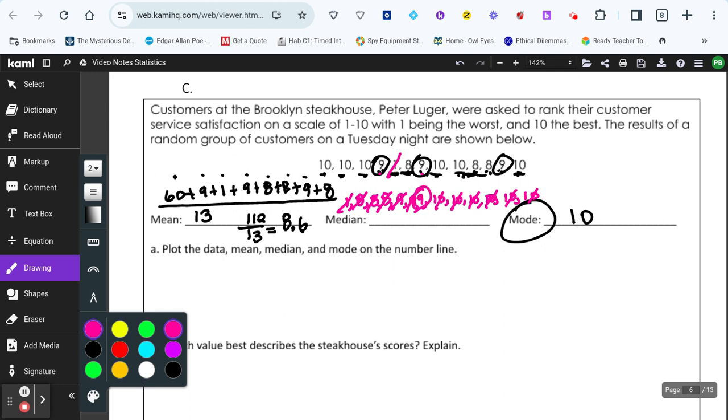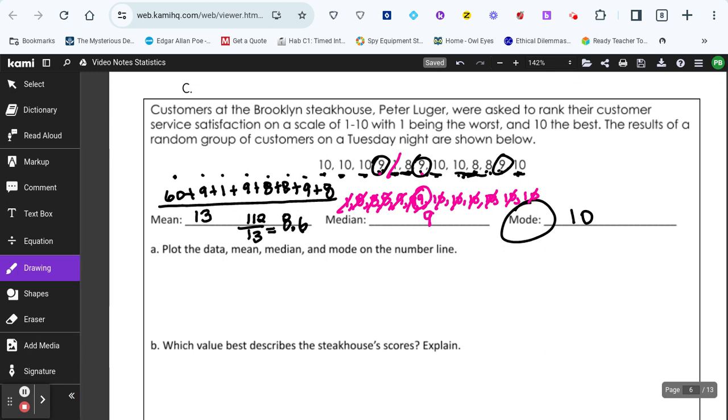The middle number is a 9. 9 would be pretty. It would be a good way to represent it too. But I'm going to go with mode because most of these scores were 10 and you're talking about ranking, okay?